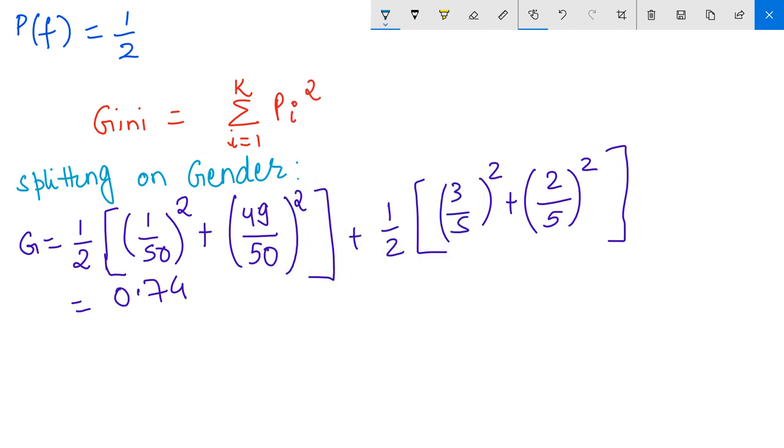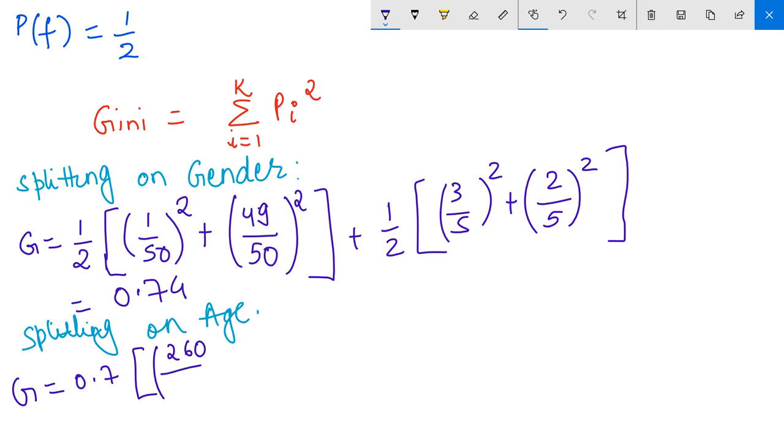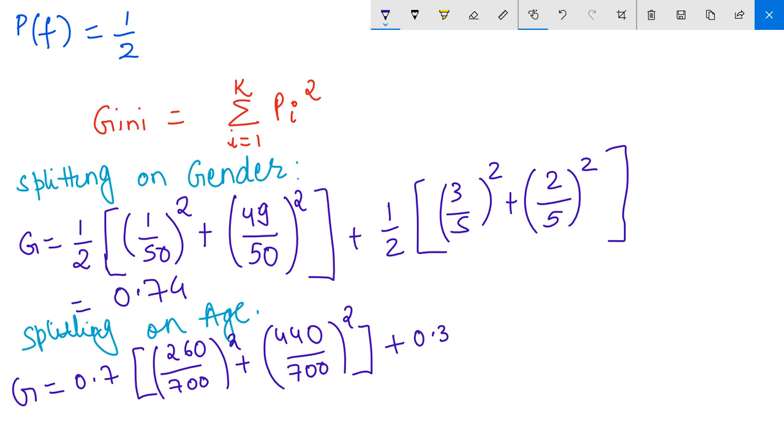Now if I want to split on the basis of age, it will somewhat look like 0.7, 260 upon 700 plus 440 upon 700 plus 0.7, so it will be 0.3. Together it makes 1. Probability is always 1.